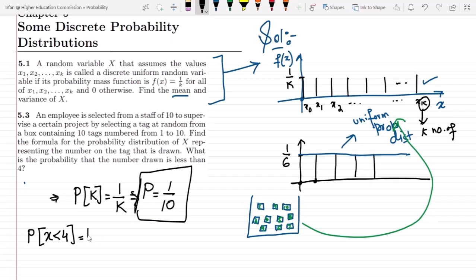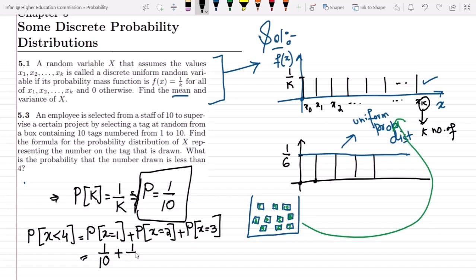So less than 4 means the probability that x equals 1, or the probability that x is equal to 2, or the probability that x is equal to 3. So 1, 2, 3 tags are selected. What is the probability that x is equal to 1? That is 1 by 10, because all of them are equiprobable, and that is the uniform probability distribution.